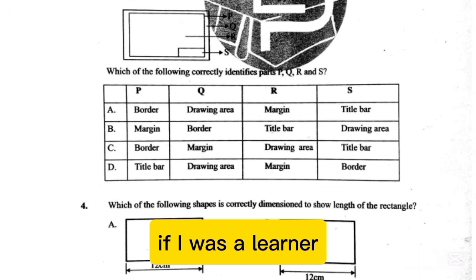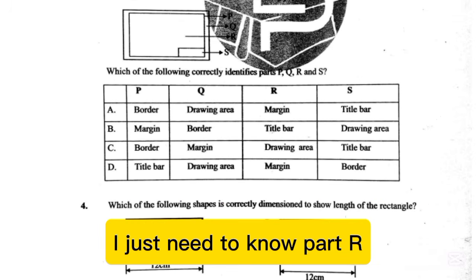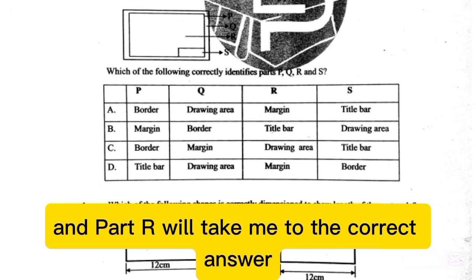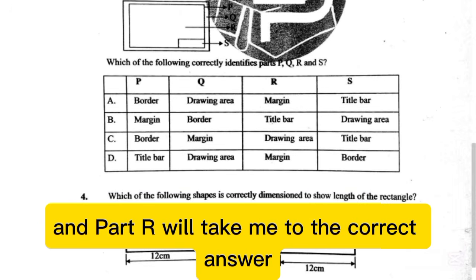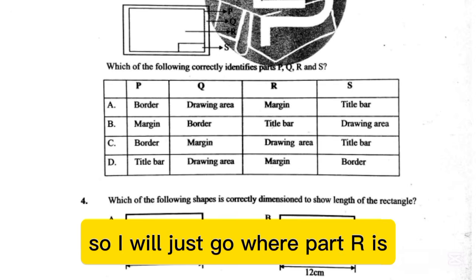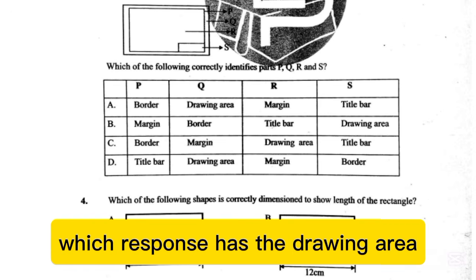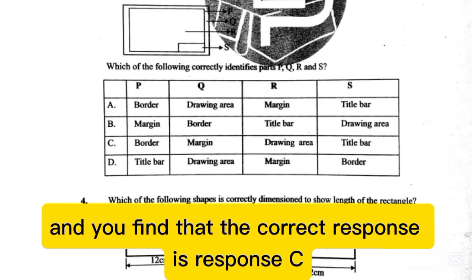If I was a learner, I don't need to know a lot about this figure here. I just need to know part R, and part R will take me to the correct answer because I know part R is drawing area. So I will just go where part R is and check which response has the drawing area, and I find that the correct response is response C.